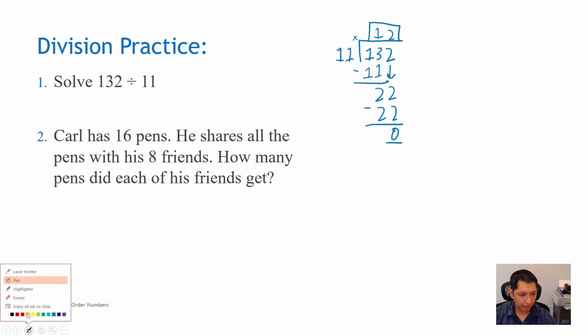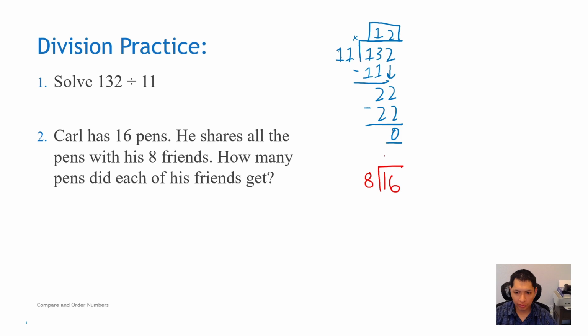Next, a word problem states, Carl has 16 pens. He shares all of the pens with his 8 friends. How many pens did each of his friends get? So we're going to start with 16 pens, and we're going to ask, how many equal groups of 8 can I make out of 16? Right? Now, this is a 1-digit to 1-digit comparison, so I ask, how many times does 8 go into 1? And the answer is 0.